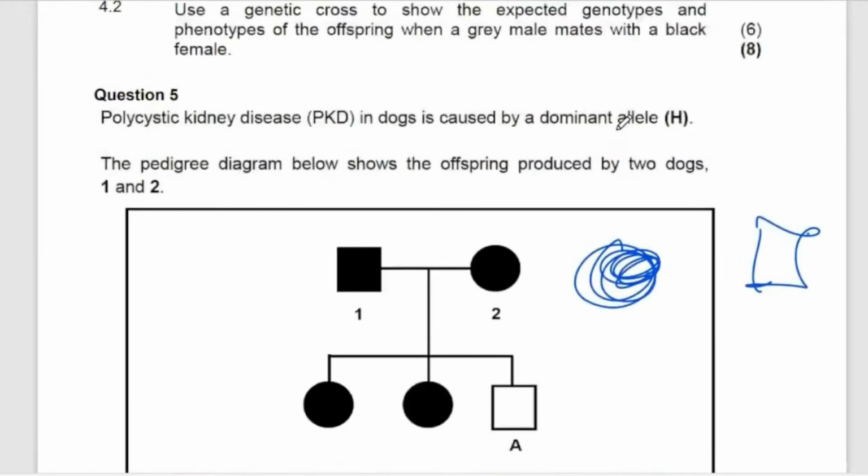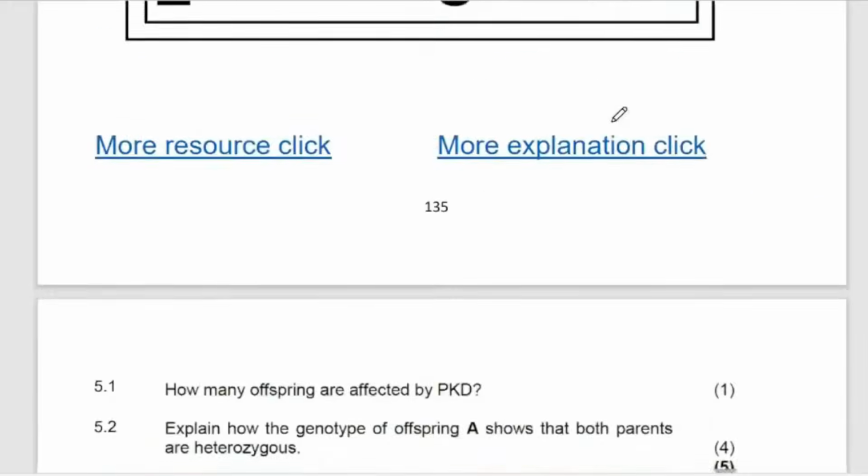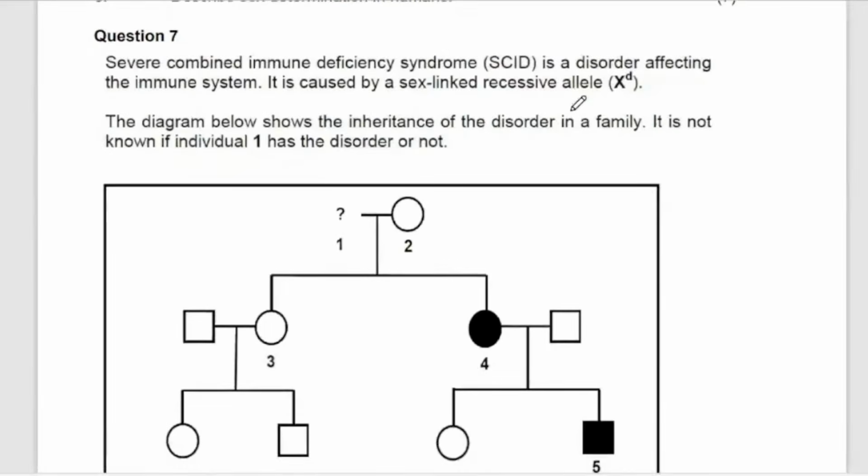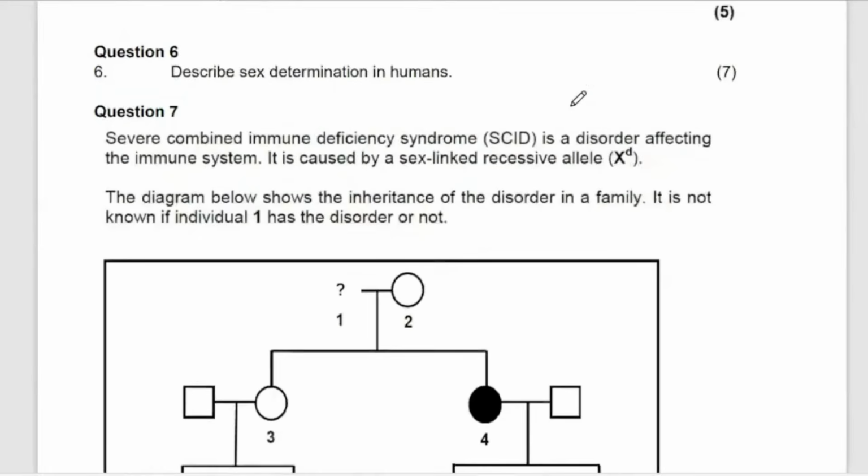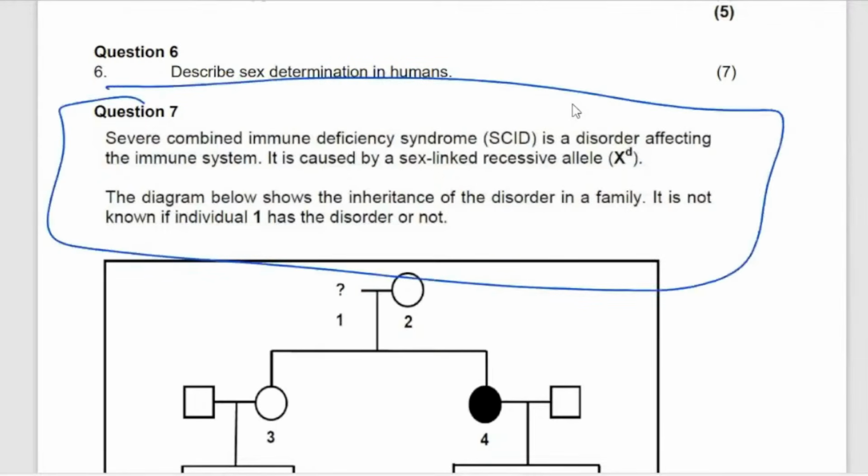Number 2, when they give you a question, identify whether it's sex linked or non-sex linked. I repeat, identify whether it's sex linked or non-sex linked. How do I differentiate between the two? For sex linked, they will mention that it is a sex linked disorder. Always read what is on top here. Is it clear? Make sure that you read it.